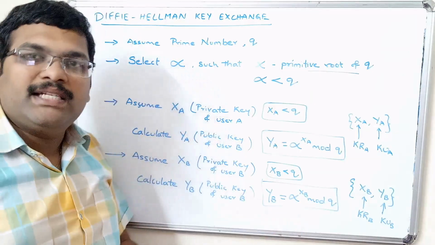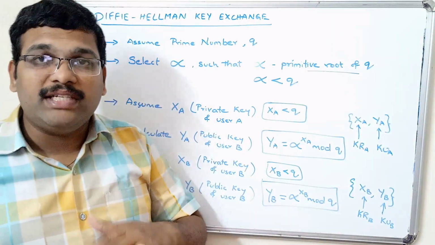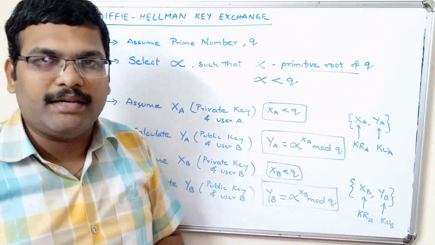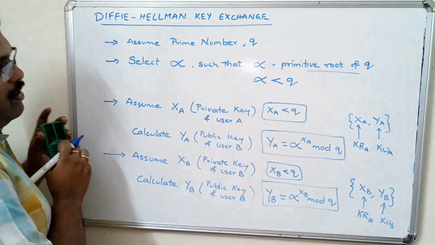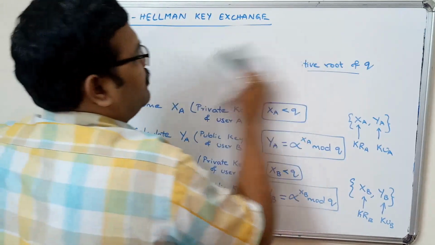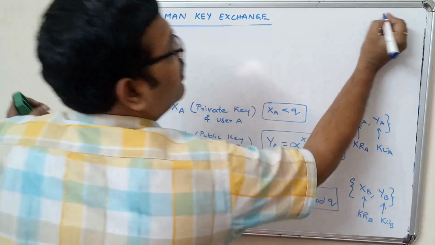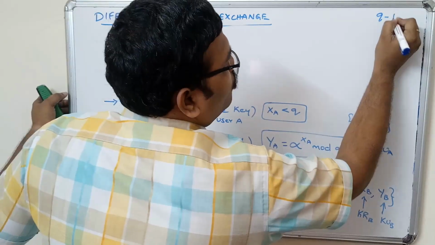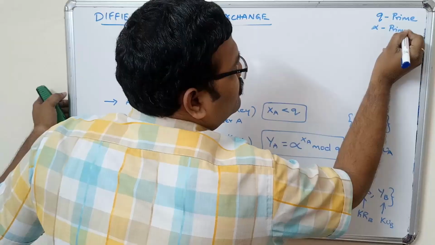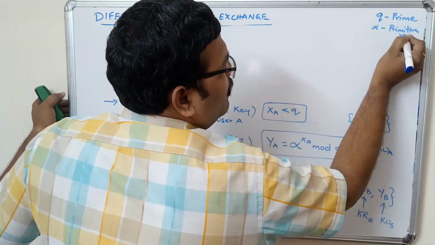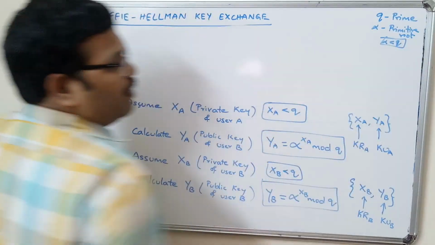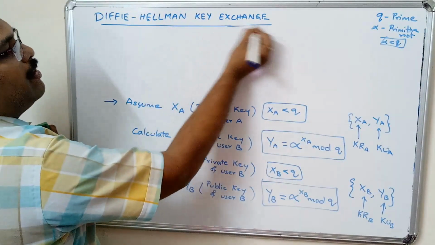Now the next step is key generation. So how to generate the secret key at the sender side and at the receiver side. So I will just erase the first two steps. I will write here: Q is a prime, alpha is a primitive root, and alpha should be less than Q, right?